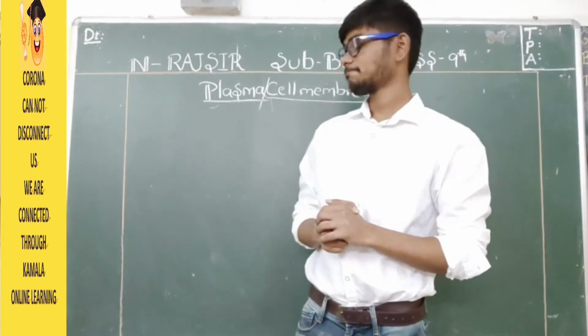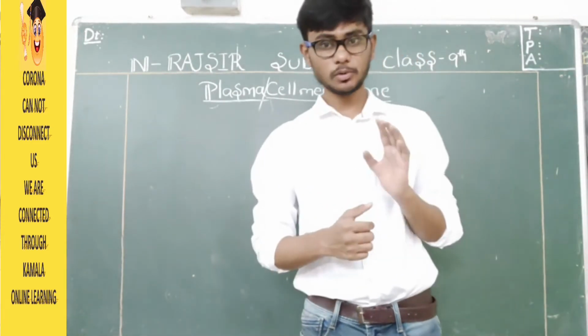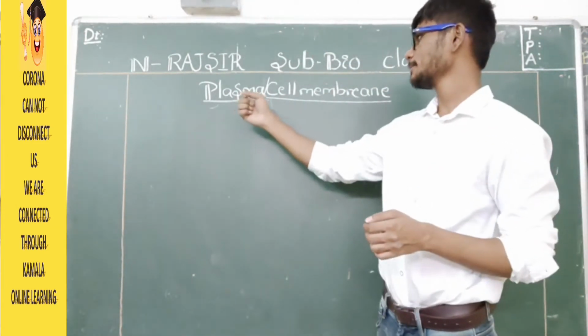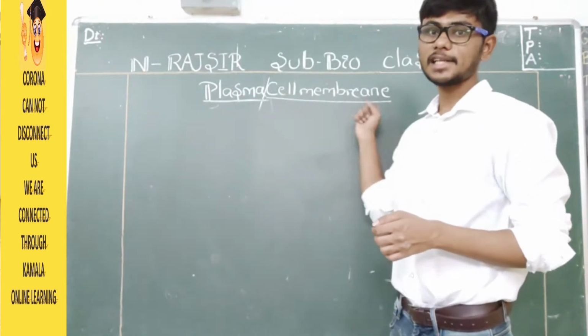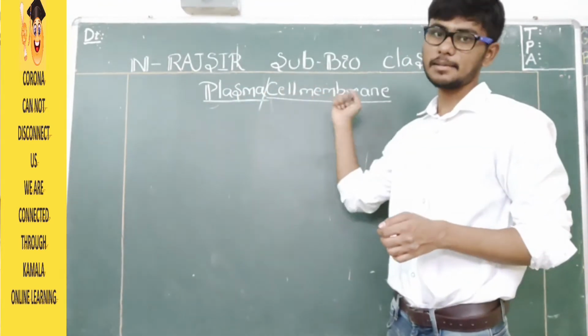So today we are discussing your 4th chapter, the most important one, that is your plasma membrane, or you can call it cell membrane. Plasma or cell membrane.